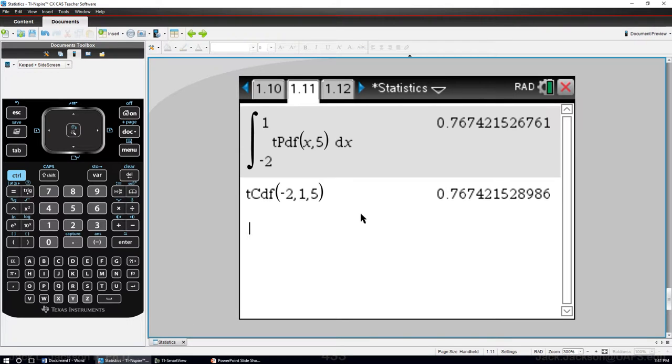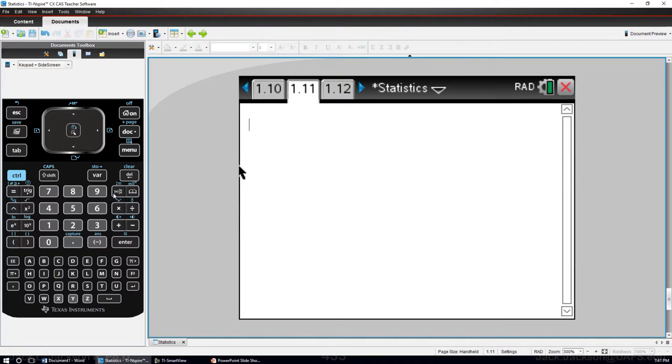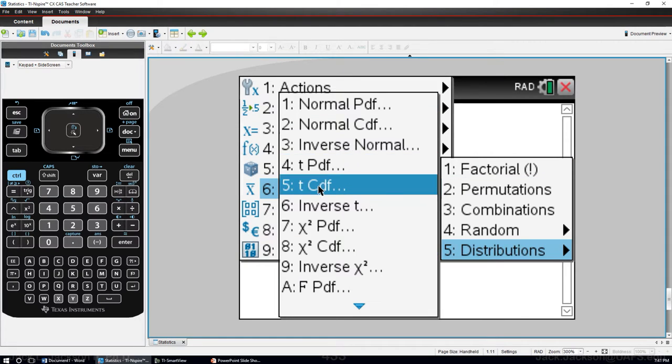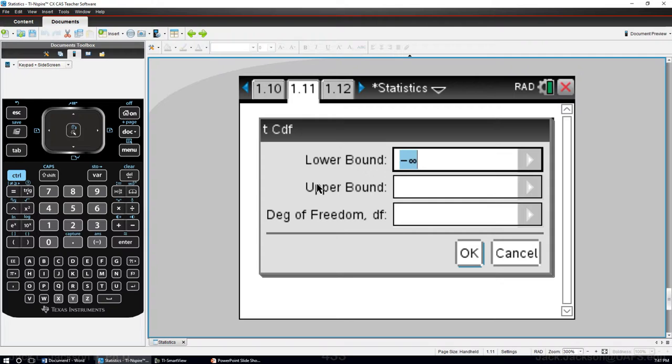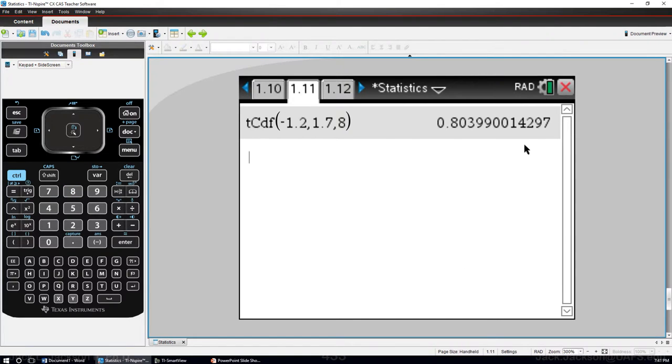On the Inspire, let me clear that out. It's under Menu, Probability, Distributions. There's your tCDF. The lower bound is negative 1.2, the upper bound is 1.7, and the degrees of freedom is 8. And there it is. There's the probability, the same thing that we had a while ago.